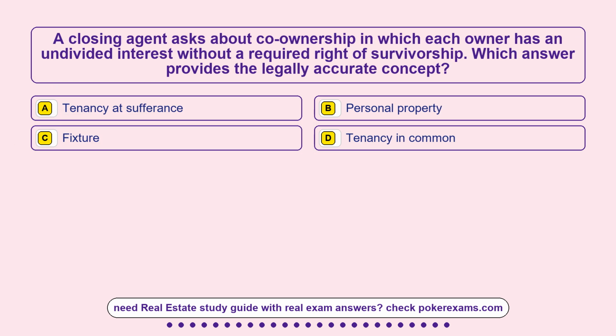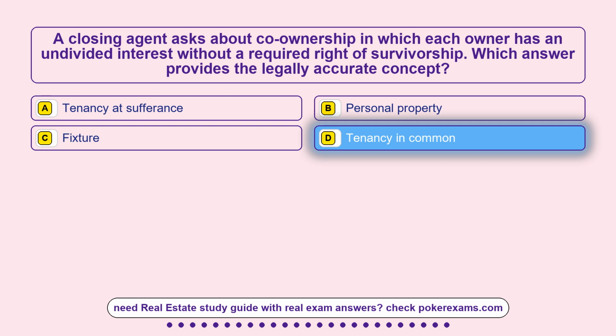Question 22. A closing agent asks about co-ownership in which each owner has an undivided interest without a required right of survivorship. Which answer provides the legally accurate concept? Option A, a tenancy at sufferance. Option B, personal property. Option C, fixture. Option D, a tenancy in common. The correct answer is option D, tenancy in common.